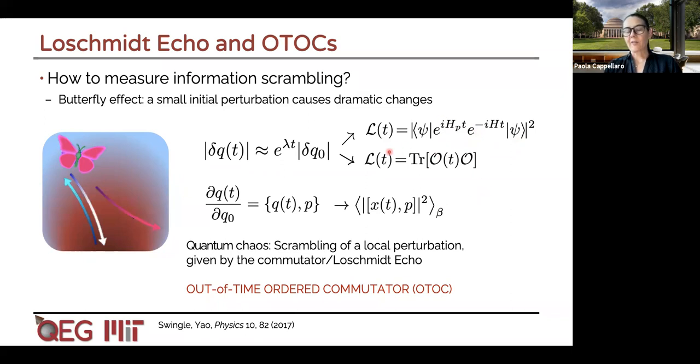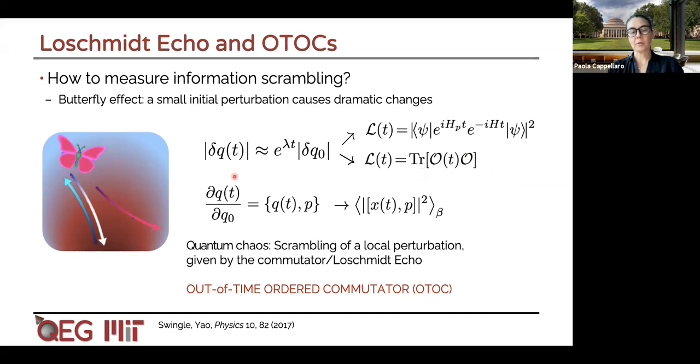We can actually rewrite this, in practice for a state at infinite temperature, as a two-point overlap between an observable at time 0 and an observable at a later time, or if you want, an observable evolved under either the normal Hamiltonian or the perturbed one. So this is the expression that we will actually be using in NMR to look at this type of decaying and scrambling of the information.